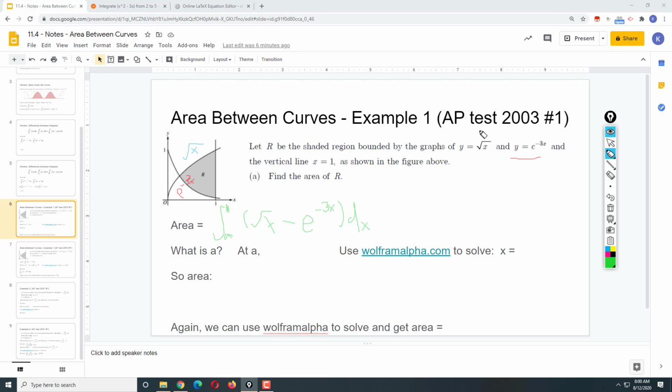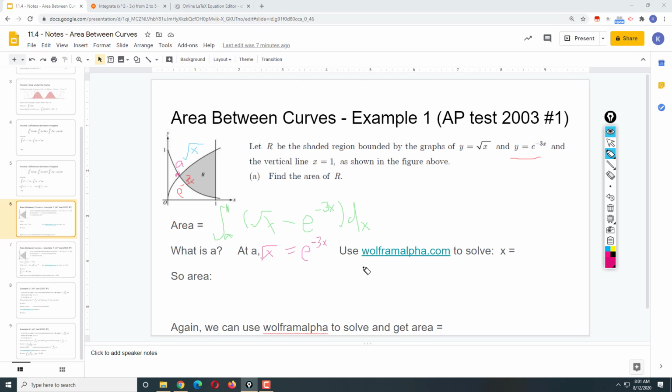A is where square root of x and e to the negative 3x intersect. It's this point of intersection. That's point A. The problem is, where's A? Well, at A, given that they intersect, they're the same. That means that square root of x must be equal to e to the negative 3x.